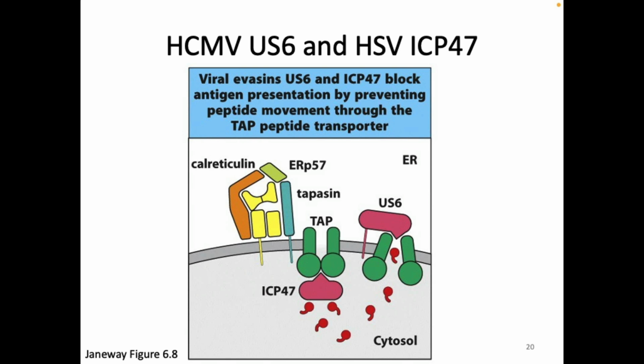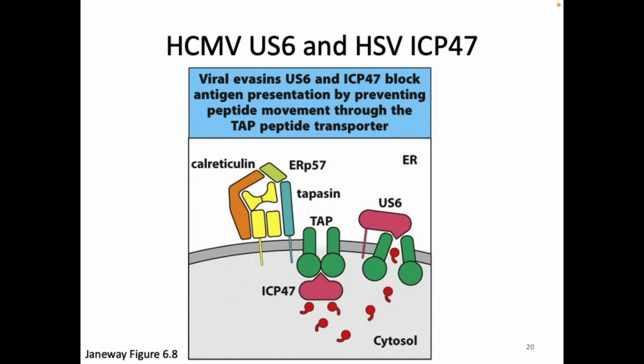Both of these herpes viruses make proteins, and if you look at the crystal structure of these proteins, particularly ICP47, it looks structurally like a stopper. And in both cases, the protein plugs TAP. You can see in one situation it plugs it from one side, in the other situation it plugs it from the other side. Either way, we're plugging TAP.